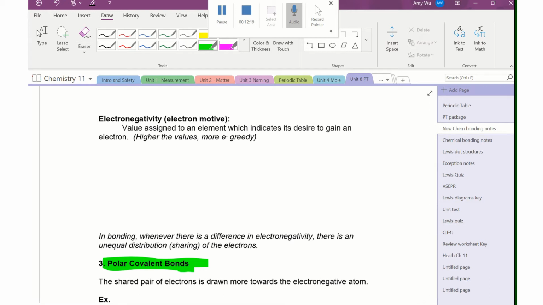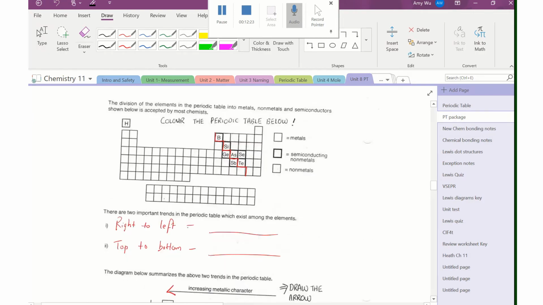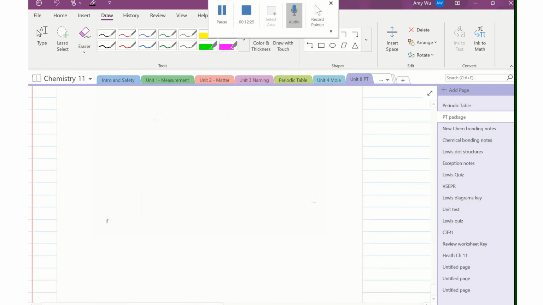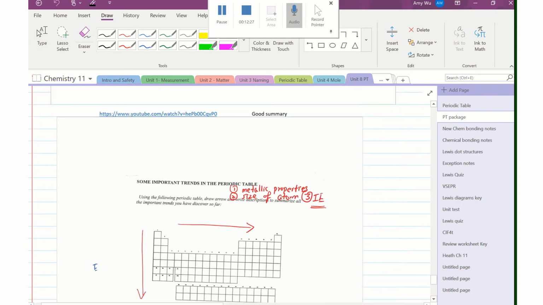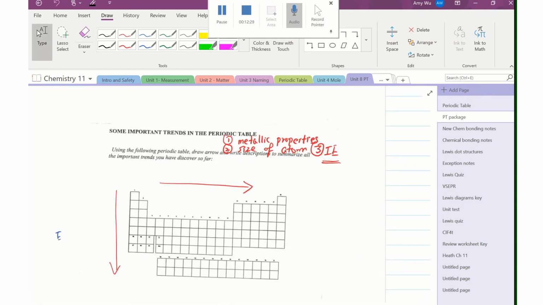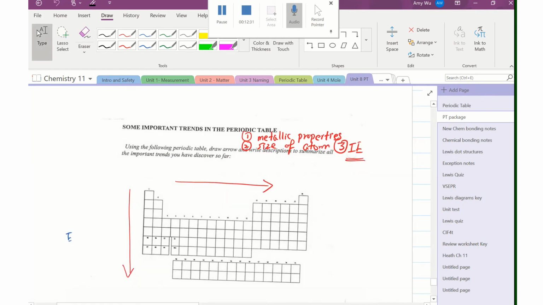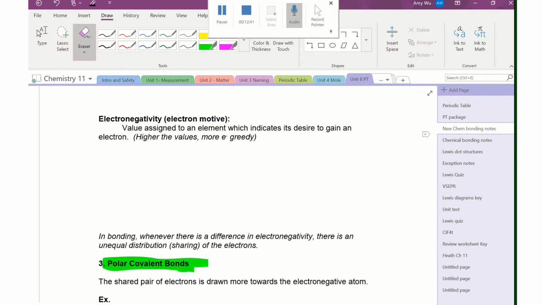What else did you learn? I forgot. So there are different trends that you were learning. Let me just pull it out. You guys should have completed this already, but we talked about the metallic property and size of the atoms and also ionization energy. So here I want to talk about the fourth one, which is called electronegativity.